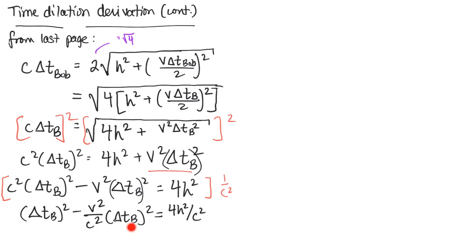We can see on the left-hand side we have two terms that share this delta t_B quantity squared. So we can factor that out. Delta t_B squared is going to multiply 1 minus v squared over c squared. And on the right-hand side, we'll just leave it alone and recopy that term.